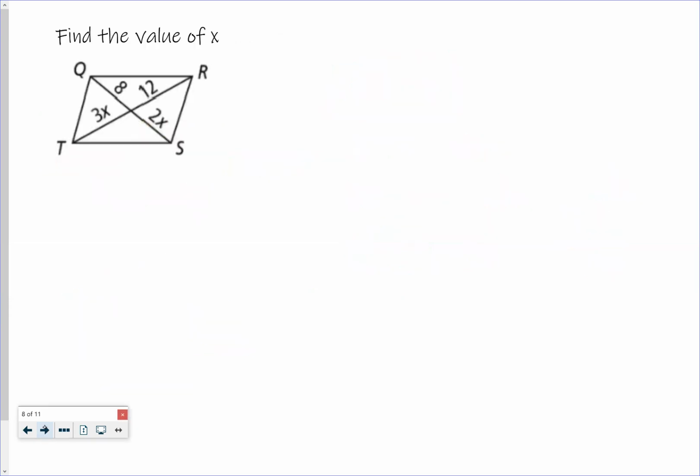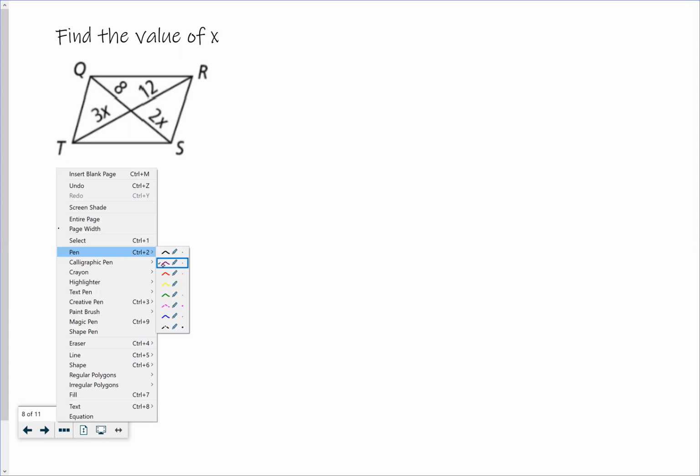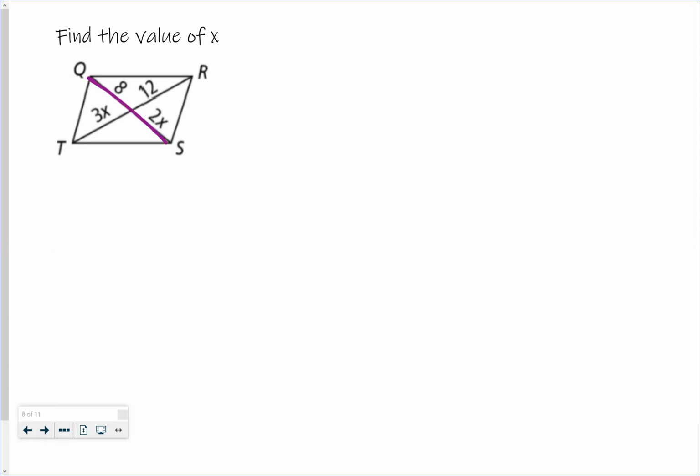All right. Next example. And they will tell you this. So we're going to assume that this is a parallelogram. They want us to find the value of x. We see that we've been given the diagonals here. What do we know about our diagonals? They bisect each other. So this QS has been cut into 2 equal pieces. So 8 and the 2x are equal. So 8 is equal to 2x. So just divide by 2, and you find that x is 4.